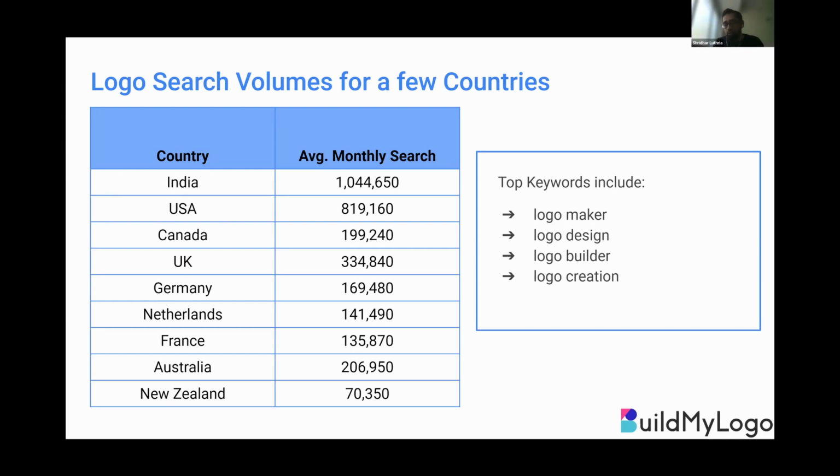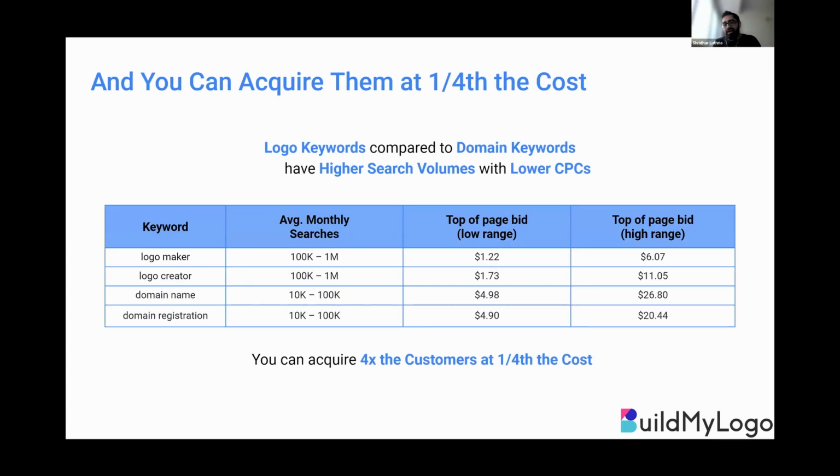But if we were to just look at the logo searches, maybe the next question that you might ask is, okay, but it might still be difficult to acquire a customer through logo searches, right? And the funny part is, it's actually not. Logo related keywords pretty much act as a hidden gem, because not only do you have 4x the volumes, you can actually acquire customers at 1/4 the cost of what it would take to acquire a customer through maybe domain names. As you can see, there are average monthly search volumes for various keywords related to logos and related to domain names, and the top of page low range and high range bids that are made on each one of them.